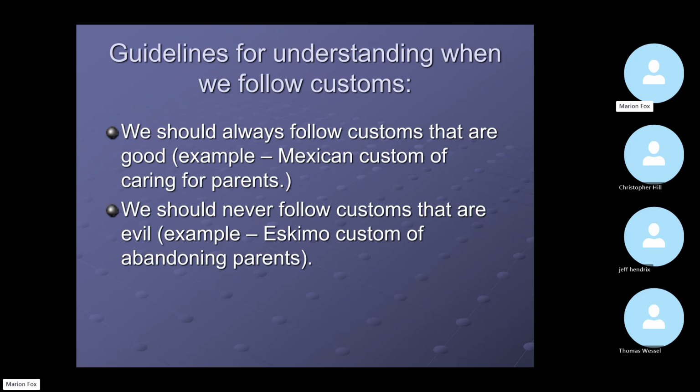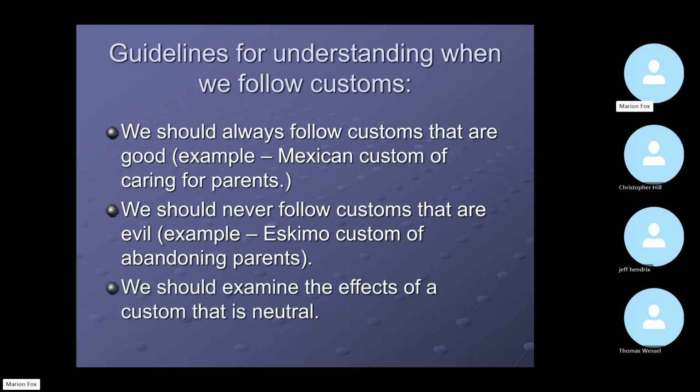It's in the Old Testament, of course. And so the Mexican people are probably following Old Testament scriptures, and that's a good custom. Nothing wrong with it whatsoever. But the Eskimos, they had it all wrong, if what I've been told is right. We should examine the effects of a custom that is neutral, but abandoning the parents on the ice to let the polar bears eat them is not a good custom. It's evil. There's certainly nothing good about that whatsoever. It's not neutral, so we don't have that option.